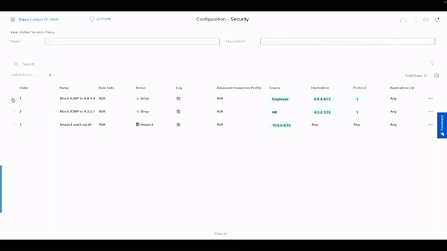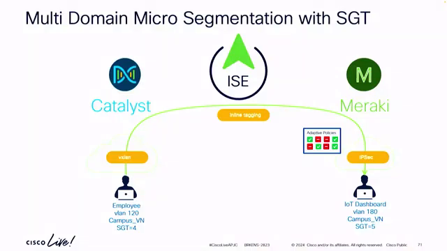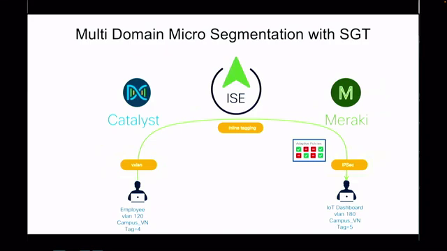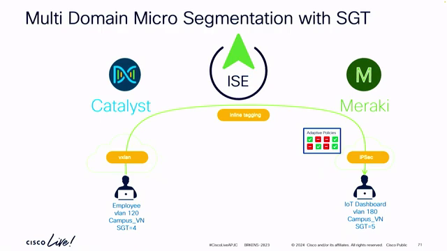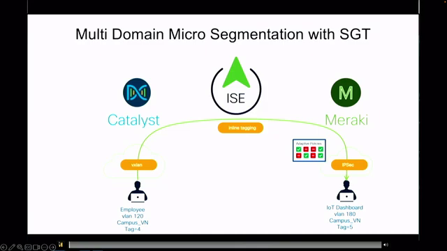So let's go to the final demo. In this final demo, I'm going to show you a quick demo of how a client on the Meraki side can talk to a client on the SDA access side, and how we can control the communication using ISE egress policies. All right, that's going to be our final demo here.